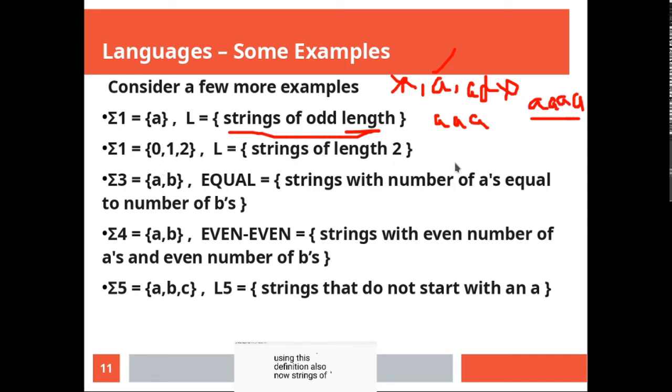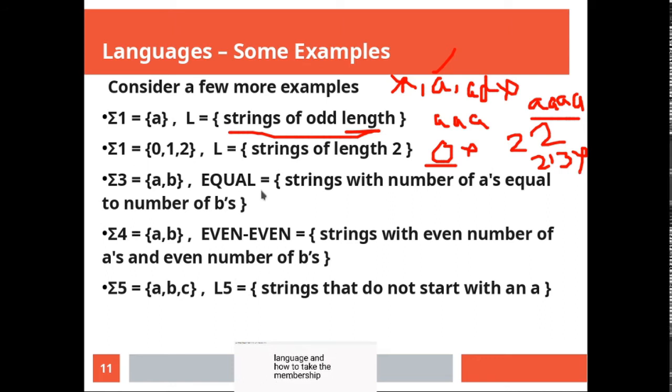Now strings of length 2. So if I say 0 is a part of this language, yes or no? No, because this is of length 1, so this is not a part of the language. Okay, is 2 a part of this language? Yes, because it is of length 2. And what about 2, 1, 3? No. Why? Because it is not of length 2, it is more than that. So this is not a part of the language. So it is clearly telling you how to construct the words of this language and how to test the membership.